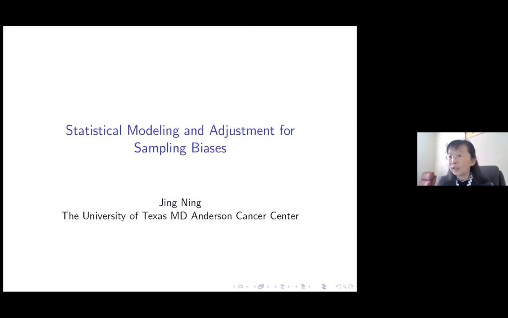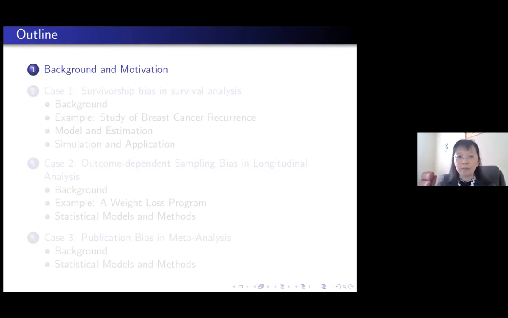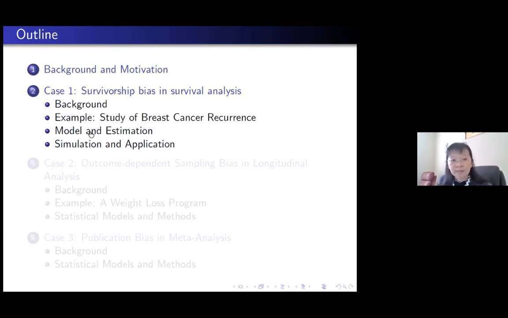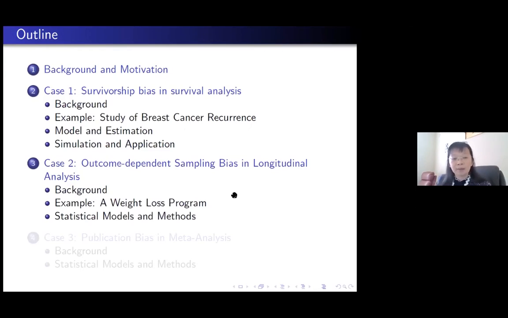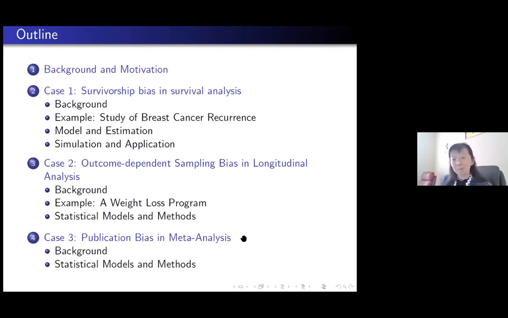The 3 examples are survivorship bias in survival analysis, outcome dependent sampling bias in longitudinal data analysis, and publication bias in meta-analysis. For each example, I'm going to introduce motivations and statistical methods, but I'm not going to talk about too many technical details, such as large sample properties. I will list some key references, so if you are interested, you can check the technical details in those papers.